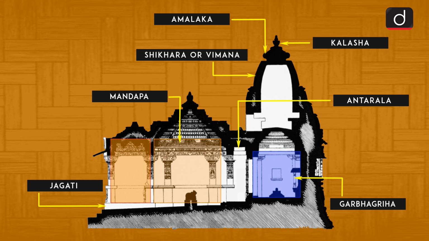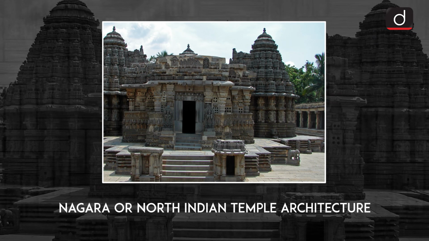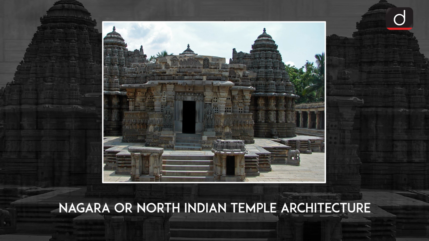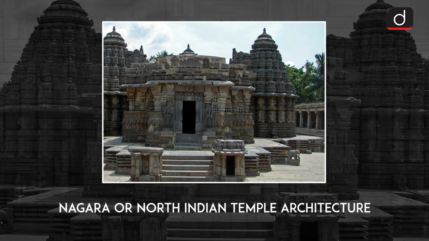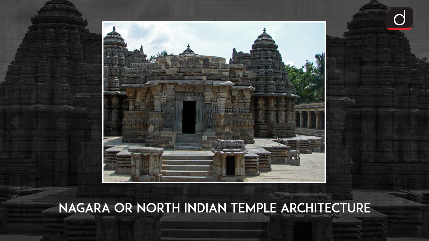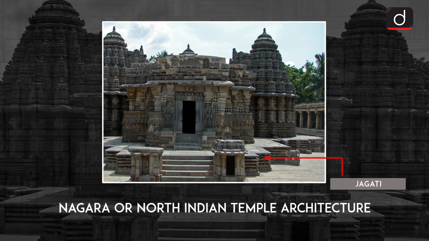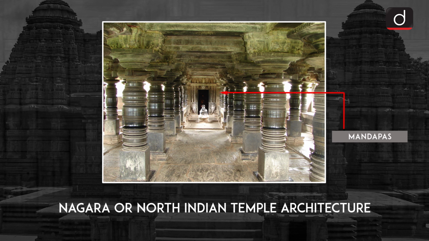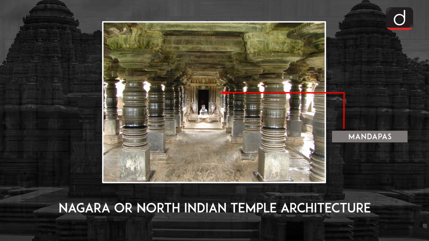Vahana, it is the vehicle of the main deity which along with the standard pillar or dwaj are placed axially. Now looking at the Nagara or North Indian temple architecture. In the Nagara style, the temple is generally constructed on an upraised platform called Jagati. Mandapas are present in the front of Garbhagriha.